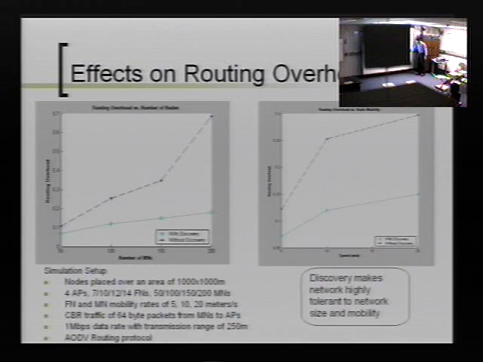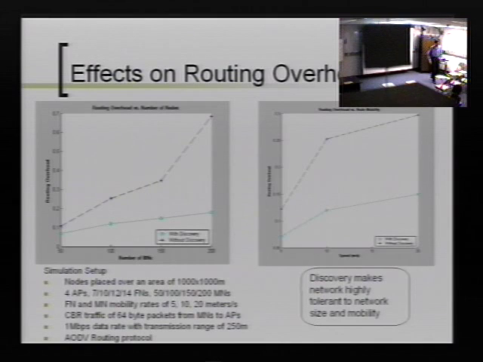Now, this particular plot has the routing overhead versus the node speeds. So the x-axis here is the speed of the nodes, the average speed of the nodes in the network. This is since the FNs and MNs are moving. So this is averaged over all the nodes, and the y-axis is the routing overhead in the network. Again, without discovery, you can see that as the speed increases, the routing overhead does increase considerably. Whereas with discovery, it's much more tolerant.